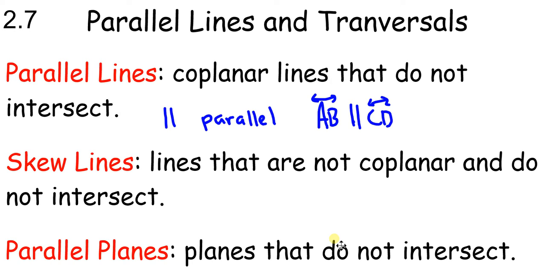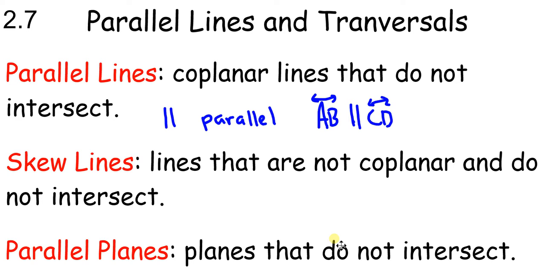2.7, parallel lines and transversals. Parallel lines are coplanar lines that do not intersect. And those two vertical segment markings, those mean parallel. And I could write line AB as parallel to line CD without writing the word parallel if I use that symbol. Skew lines are lines that are not coplanar and do not intersect.